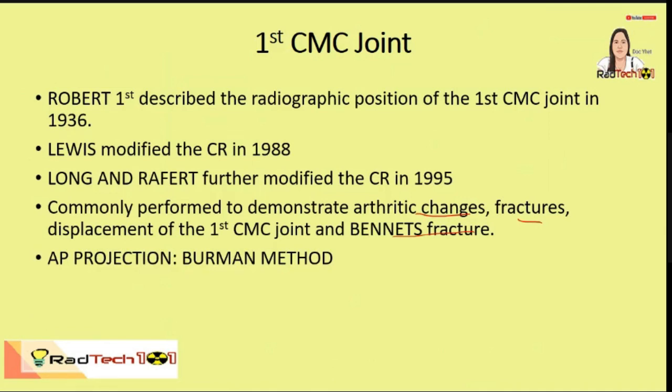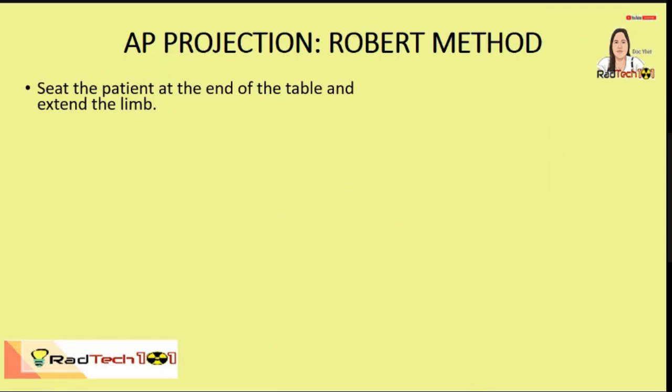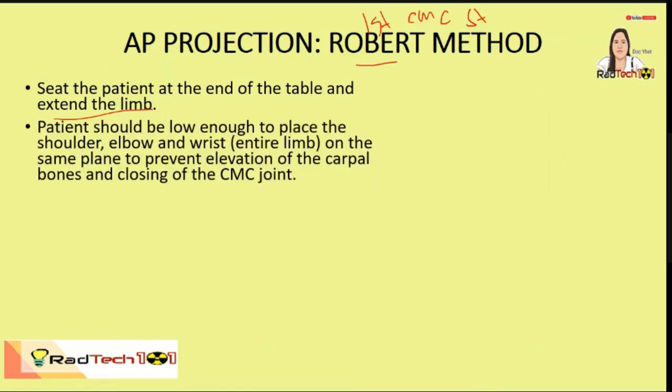So, the examinations also include AP projection or the Burman method. Okay, so AP projection, Robert method. This is, si Robert, this is for the first CMC joint. So, patient seated at the end of the table and extend the limb. Extend yung kanyang upper extremity. Patient should be low enough to place the shoulder.